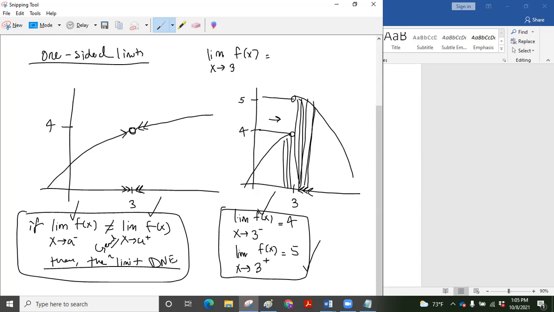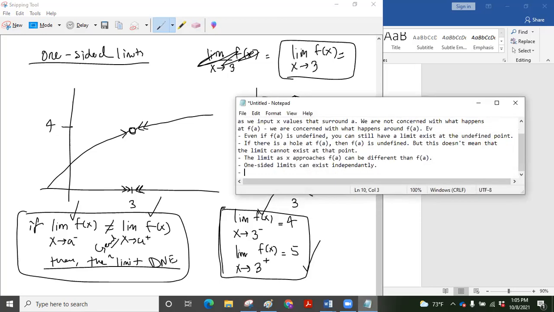So in this case, I said, what is the limit as x approaches 3 from the left? Well, we said that was 4. But then I said, what is the limit as x approaches 3 from the right? Well, then we said that was 5. But if I asked you, what is the limit as x approaches 3 without specifying anything in the subscript, that means I'm implicitly asking you, what is the limit from both sides?